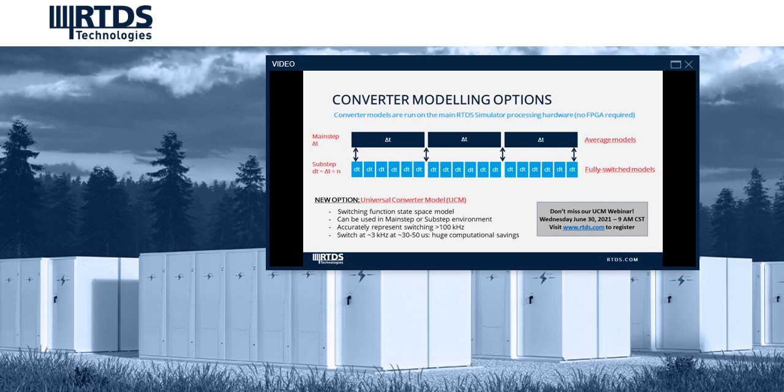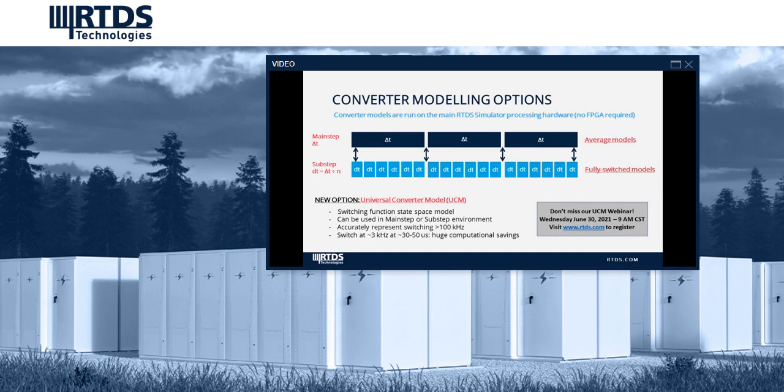And running at that lower time step means you can run what we call a fully switched model, representing the high frequency switching dynamics of the converter. However, that level of detail isn't always required by the user, and for that reason, we have average value models, which still accurately represent the power profile of the converter in transient conditions, but they do so in the main time step environment without representing those switching dynamics. And these models are much lighter computationally speaking, which is an advantage.